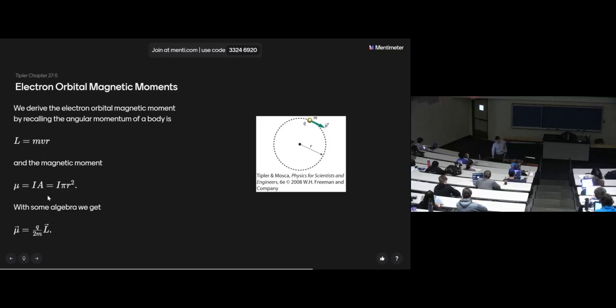With some algebra, and you can see the full derivation in your book, with conservation of energy and everything else, the magnetic moment of an electron orbiting the nucleus is equal to the electron charge divided by 2m, where m is the mass of the electron, times the angular momentum of the electron orbiting the nucleus.